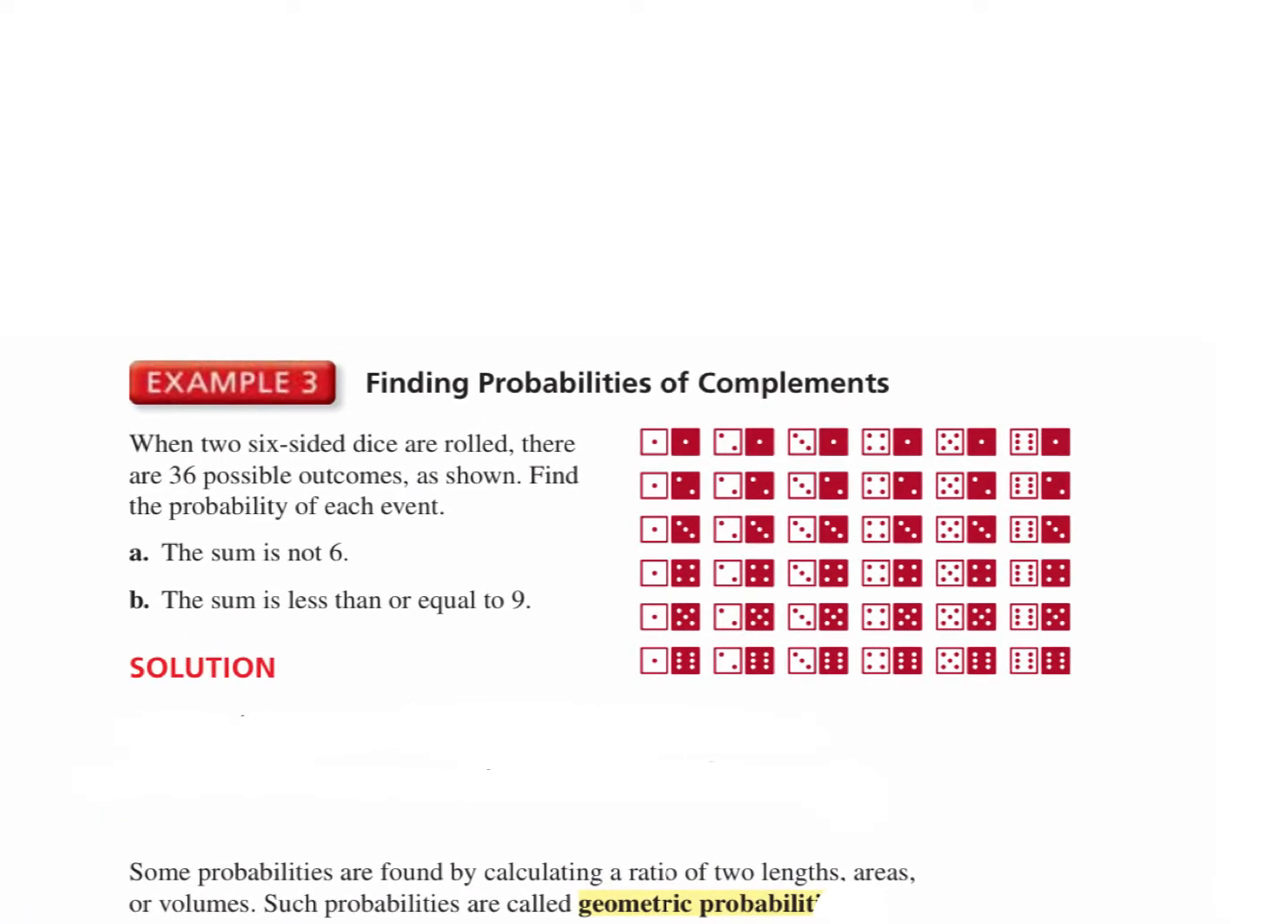So when 2 6-sided dice are rolled, there are 36 possible outcomes as shown. Find the probability of each event. So A says the sum is not 6. So let's find all of our probabilities where the sum actually is 6. So we have this one here where it adds to 6. This one adds to 6. This one adds to 6. This one and this one. Any others that add to 6?